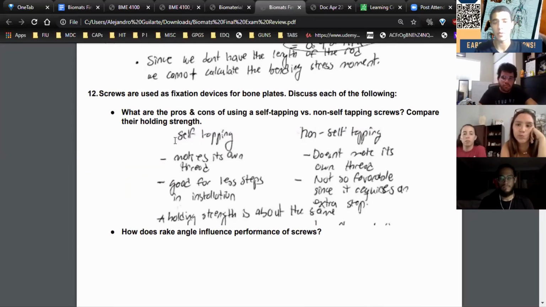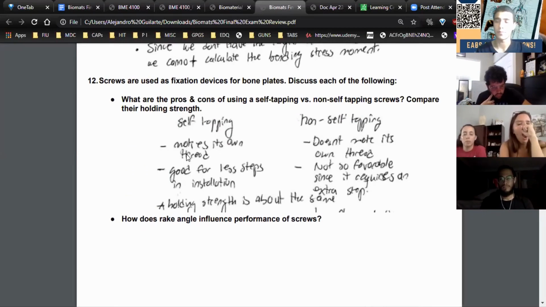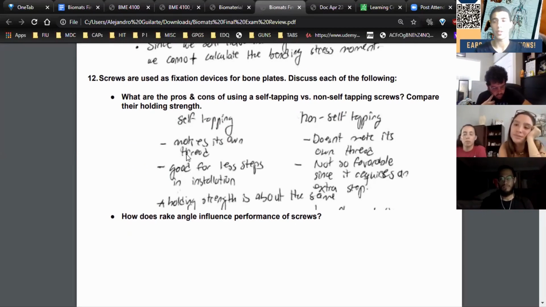As it says in the name, self-tapping screws actually make their own thread, and non-self-tapping don't. So for non-self-tapping, it would be different because you would need to drill the hole, then pull it out and then put in the screw. For self-tapping, it will make its own thread as it's being drilled, so you don't need to pull it out during a surgical procedure. And this holding strength is about the same.